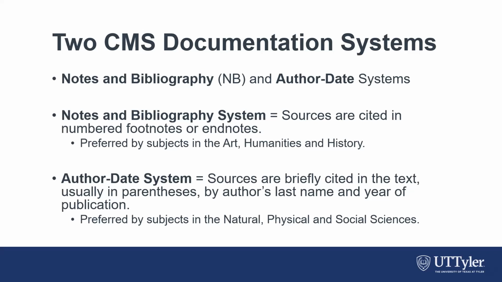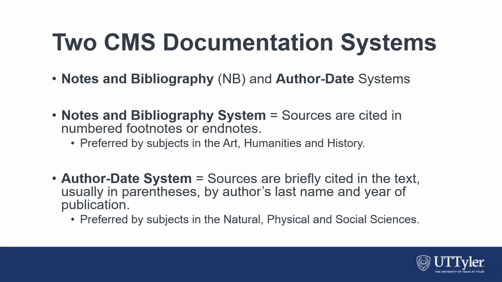Just a quick definition of notes and bibliography. It's a system where sources are cited in numbered footnotes or endnotes. And this type of system is preferred in the arts, the humanities, and history subjects. Those are the ones that really use notes and bibliography. And to be quite honest, that's the one that's most likely going to be used by your professors for the most part.